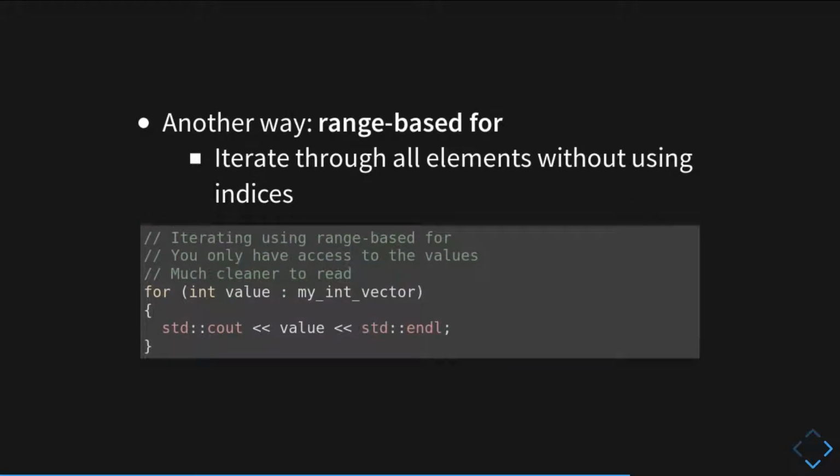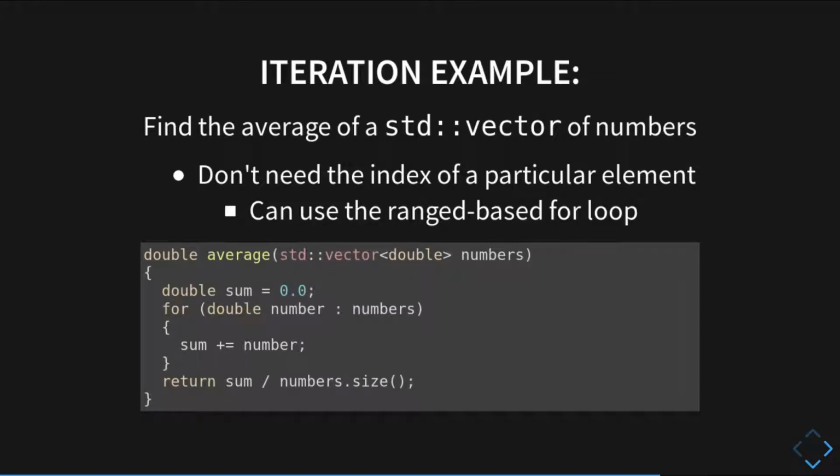There's another way to iterate through these containers though, and this is what we call a range-based for. This iterates through all elements of the container without using indices. For example, for a std vector of type int, you'd write for parentheses int value colon myIntVector, and then in the body of the for loop, you'll have access to value, which will iterate through all elements of the std vector. Let's look at an example where we use both types of these loops.